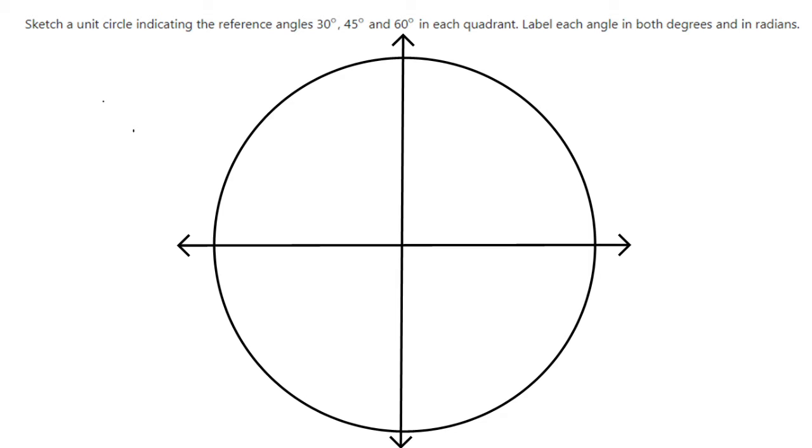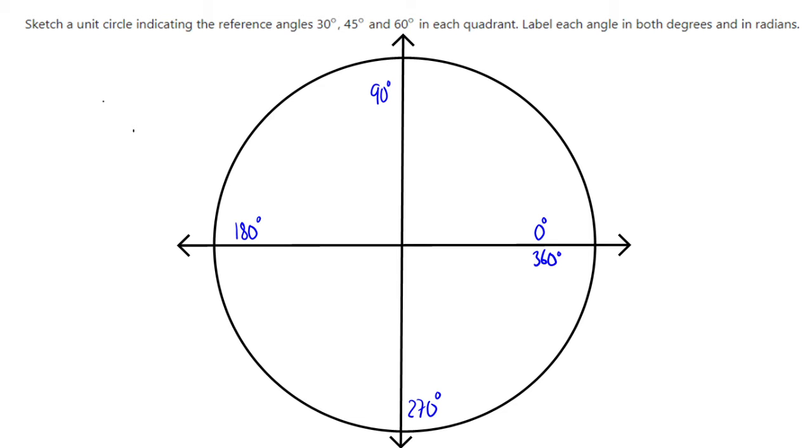So let's start by putting in the degrees. We're going to put the degrees in blue color, and we're going to try to fit them on the inside of the circle. So we have 0 degrees right there, 90 degrees up here, 180 degrees, 270 degrees, and 360 degrees.